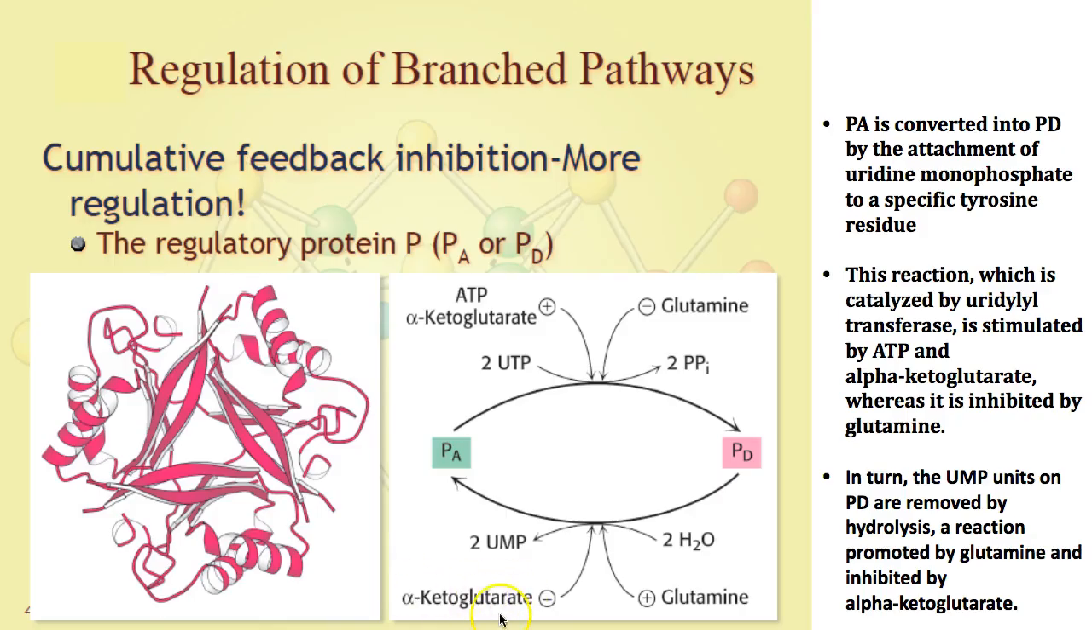And as far as another product that is not part of the products of glutamine, which is alpha-ketoglutarate, if more of that is available, it's going to try to stop it from going into the activated form, because it's like, oh, we want to produce more glutamine, and so it needs to stay deactivated. Now, the uridine monophosphate is actually released from the regulatory protein by hydrolysis.